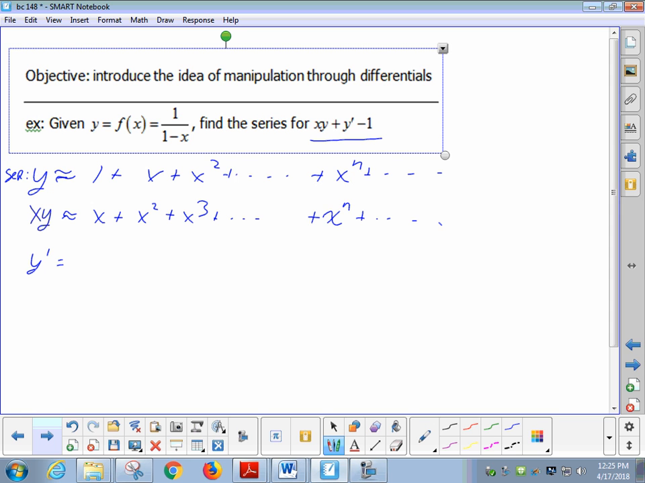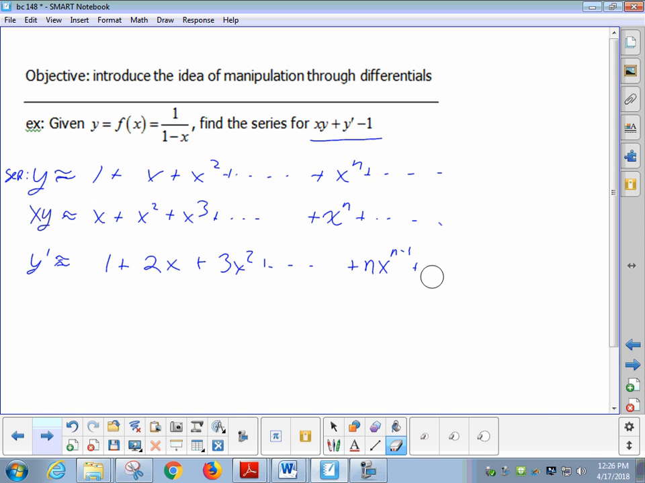Now, separately, you'll also need y prime. What's the series for y prime? 1 plus 2x plus 3x squared plus, the derivative is nx to the n minus 1. What's the one after that? n plus 1 x to the n.